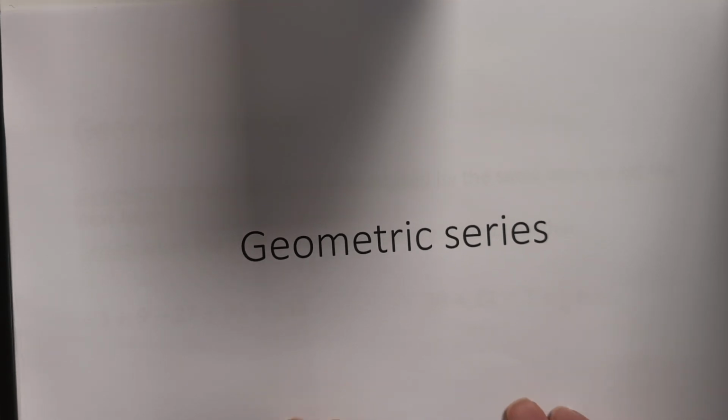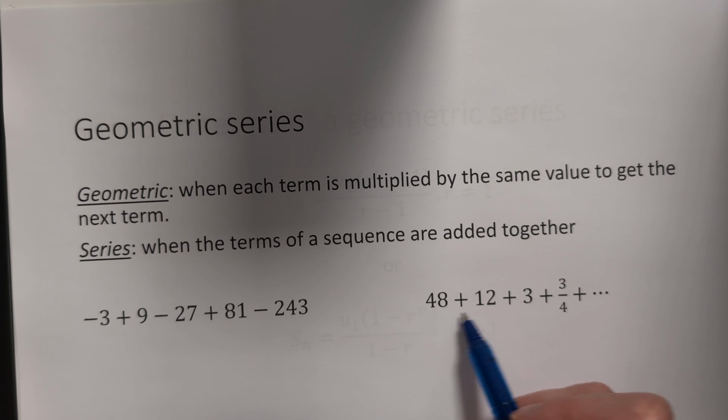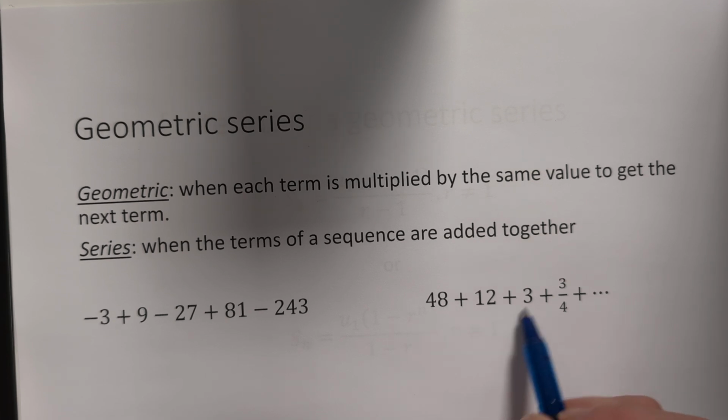Now we're going to look at geometric series. As a reminder, you've seen these terms before. Geometric is when each term is multiplied by the same value to get to the next term. So in this particular case, -3 times -3 is 9, times -3, times -3, times -3. And you can look at it as divided by, but we always want to use the multiplication of a quarter, a quarter, a quarter, instead of divided by 4.